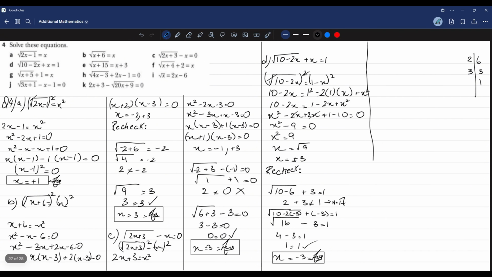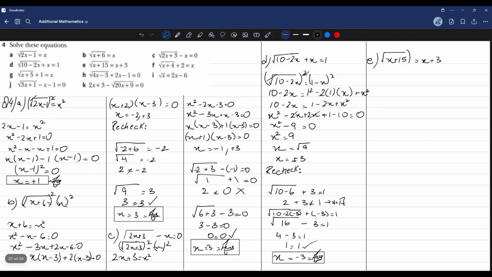Let's go on to the next part, and that is, which part have we done? D. So we have to complete part E also. For part E, we have under root x plus 15 is equal to x plus 3.